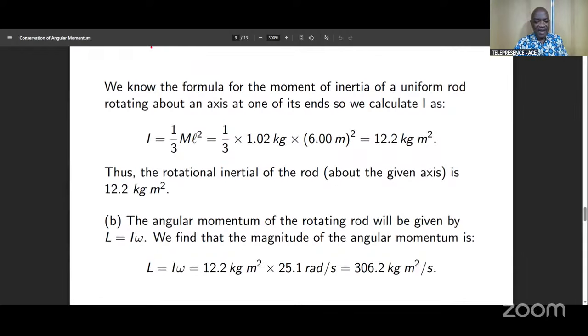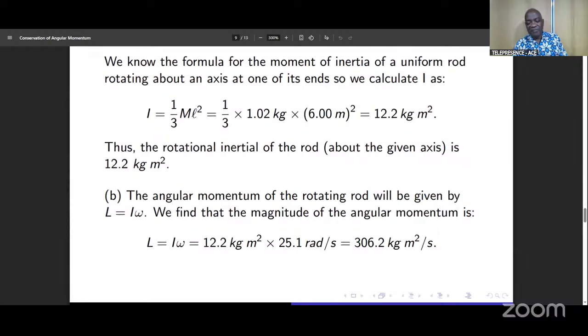So we are now in a position to determine the angular momentum of the rotating rod, which is simply the product of the moment of inertia and the angular frequency. So when you do the multiplication, you get that.